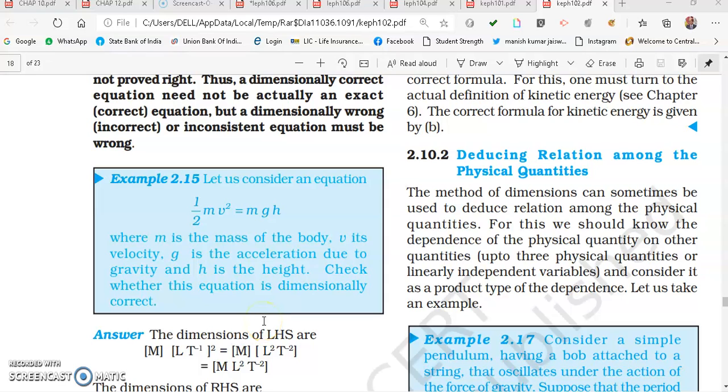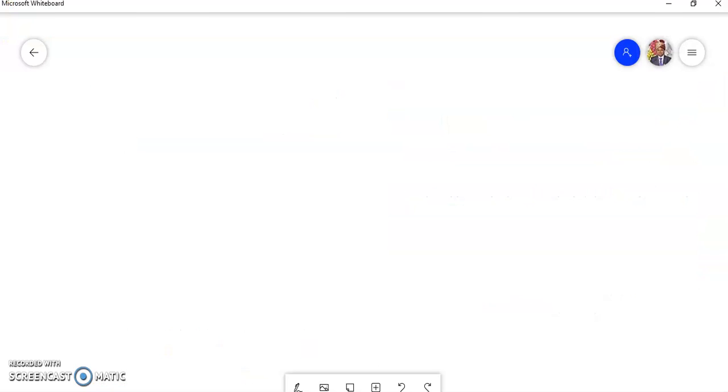We are having this question, example 2.15 from an NCERT book. Here it is given that we are given this equation, half mv square is equal to mgh. So check that this equation is dimensionally correct or not. Let us solve it on board.